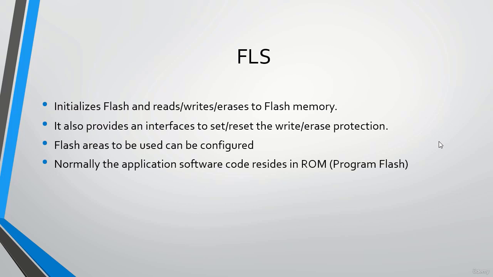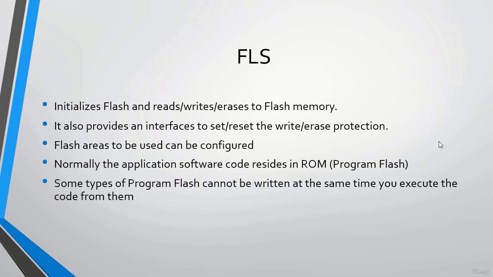This is where the application code resides. Some types of program flash cannot be written at the same time you execute code from them. So when we are executing code from this program flash, sometimes we might not be able to write values to it at the same time. That's one interesting point to note. Then there is something called data flash, which can typically be accessed at any time. So the program flash sometimes cannot be accessed, but the data flash is always accessible.